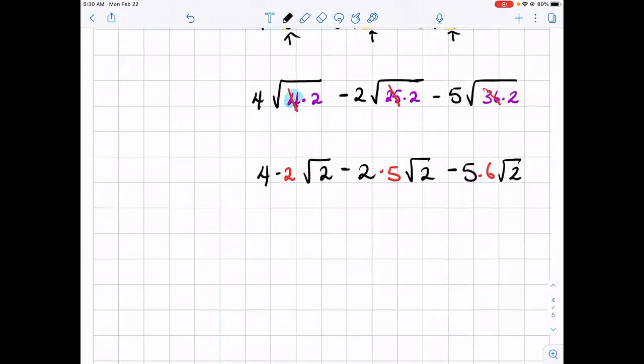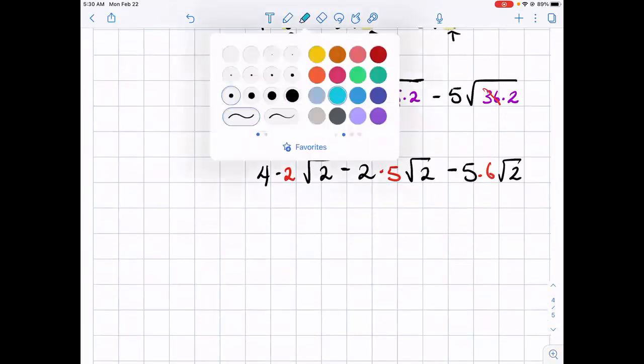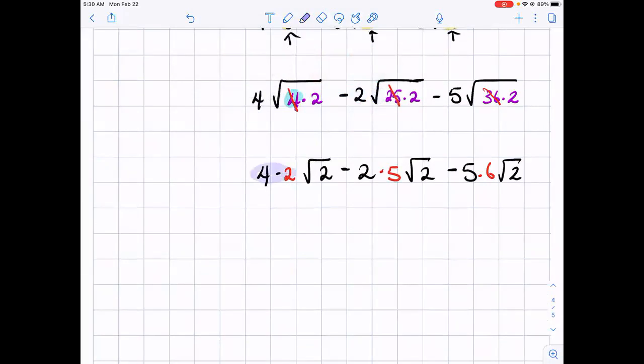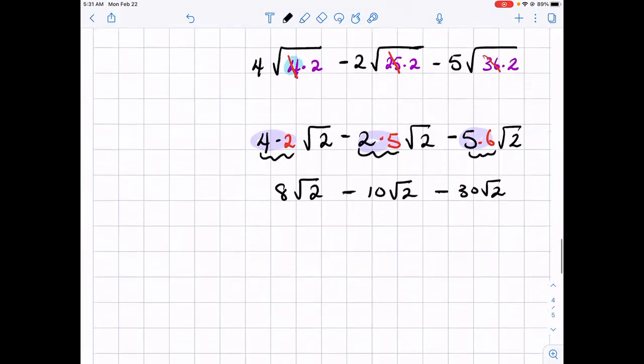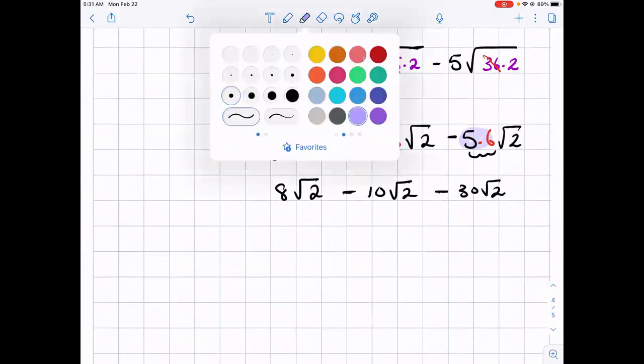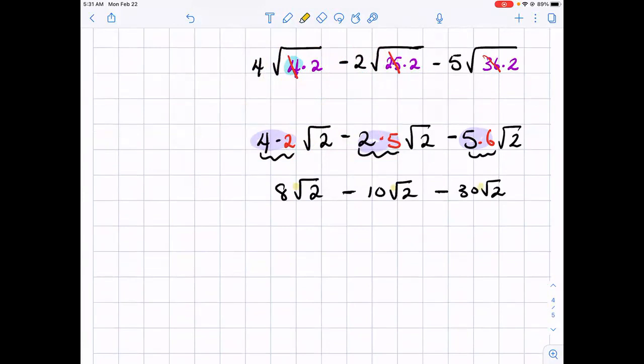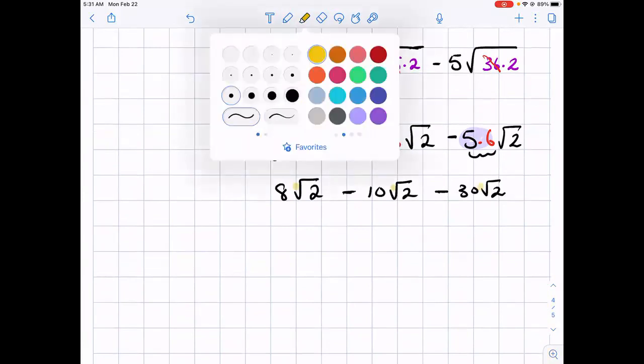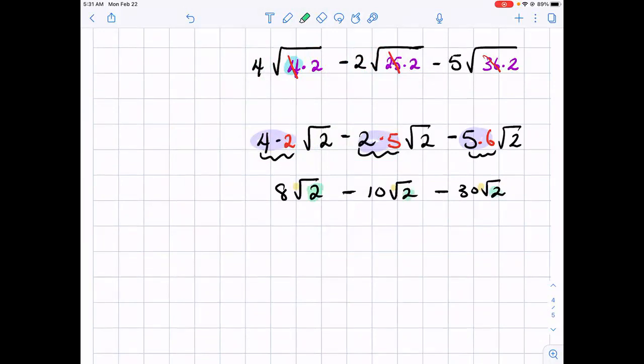So multiplying the coefficients now: 4 times 2, then the negative 2 times 5, and then the negative 5 times 6. So if we multiply them, 4 times 2, that is 8 root 2, 2 times 5, so that becomes 10 root 2, 5 times 6, that becomes 30 root 2. So all our index are the same, which didn't change. And now my radicands are all the same.